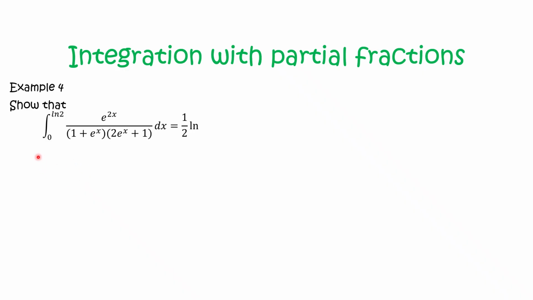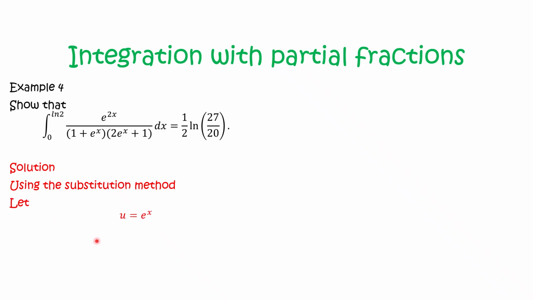Let's look at question 4, the last question for the session. Show that the integral from 0 to natural log of 2 of e to the 2x divided by 1 plus e to the x times 2 times e to the x plus 1 dx is equal to 1/2 times natural log of 27 divided by 20. The solution.